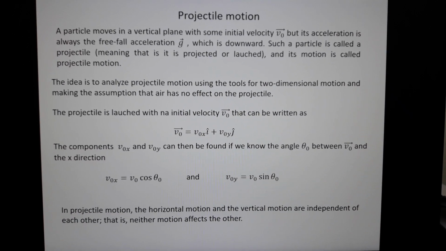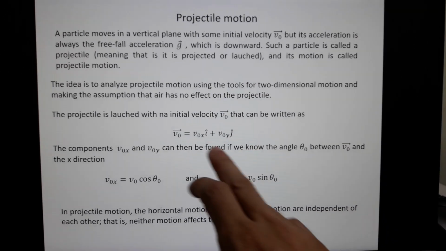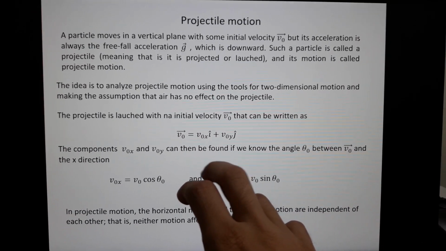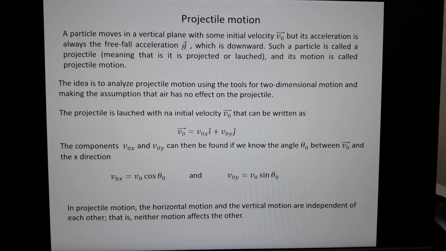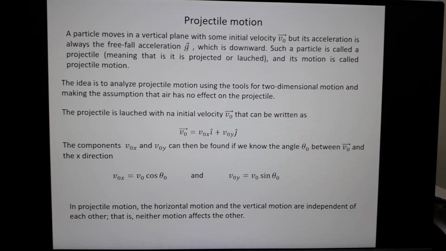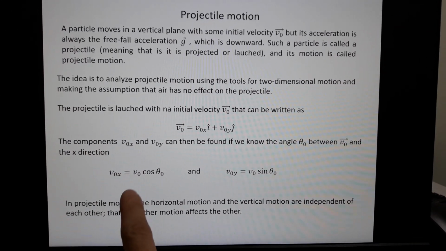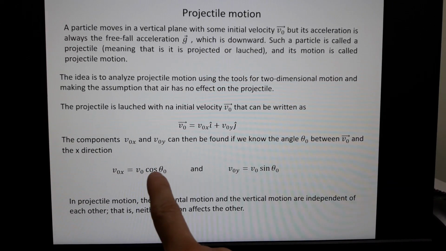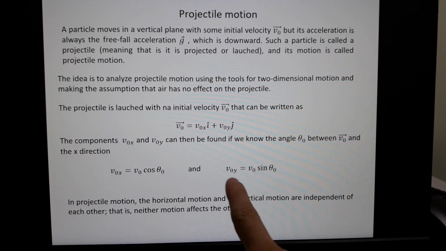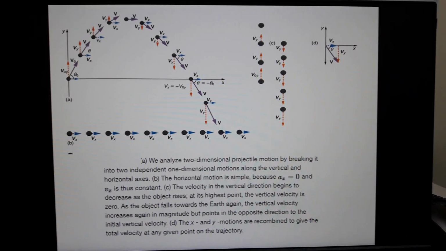The idea is to analyze it using the initial velocity components V0x and V0y using the vector ideas. We can find the components of V0 by multiplying by cosine for x and by sine for y. So let's go see how it works.